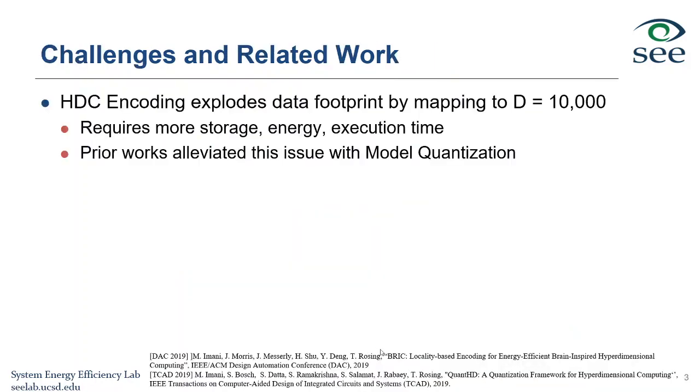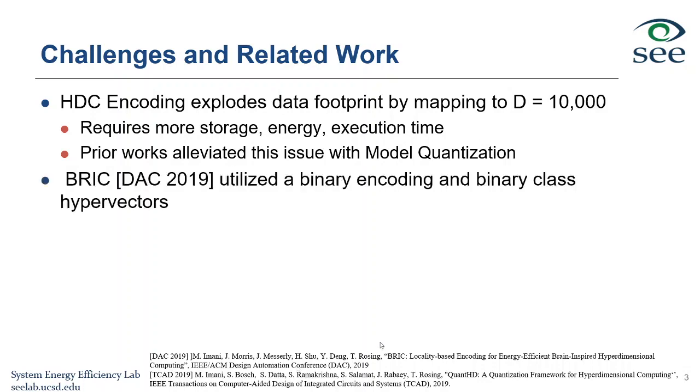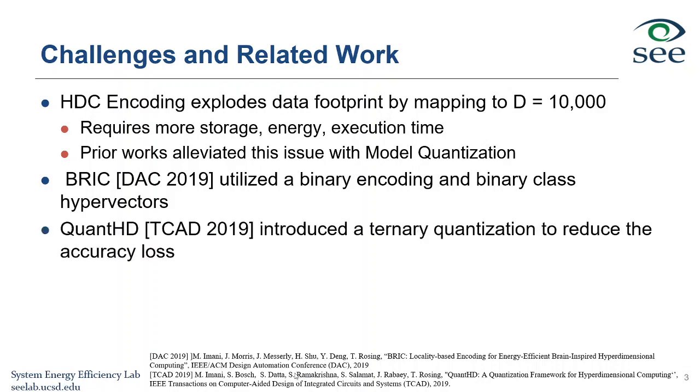One problem with HDC is encoding the original feature vector into high dimensional space. This leads to issues with data storage, energy consumption, and execution time. Prior work alleviated this issue by quantizing the hypervectors. For instance, Brick introduced a new binary encoding and also created a binary HDC model. QuantHD built upon this by introducing a ternary quantization to reduce the accuracy loss of going to lower precisions.